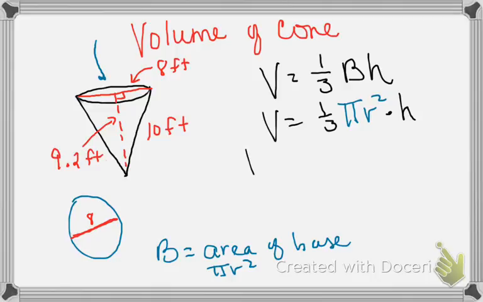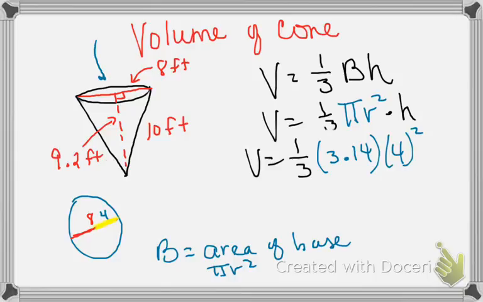So let's start filling everything in. The volume equals 1/3. Pi we're going to use like we've been using before, 3.14. I'd like to leave it in the same color so you know where everything goes together. So 1/3 times 3.14 times the radius squared. Remember, we only want half of the diameter, because the radius is half. So it's 4 squared. And my height here is not the slant height, it's the actual height from the center straight down, and that will be 9.2.